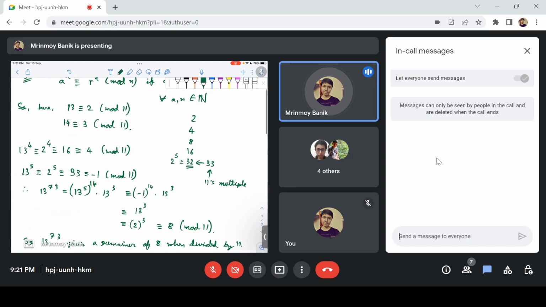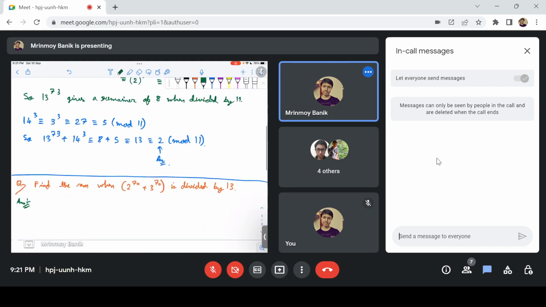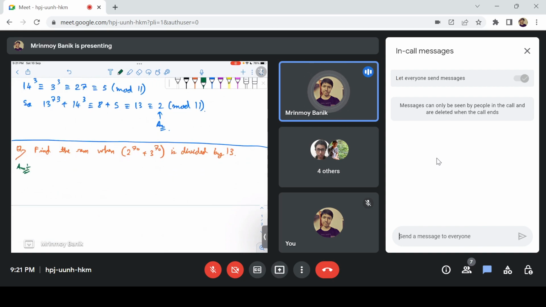Like as you just saw in the previous one, we tried to find the suitable power of the bases or the remainder of the bases, so that it's just plus or minus one of that divisor, right? Which is 13 in this case. So can you guess an exponent of 2 which is plus or minus 1 of 13? So we have to guess the power.